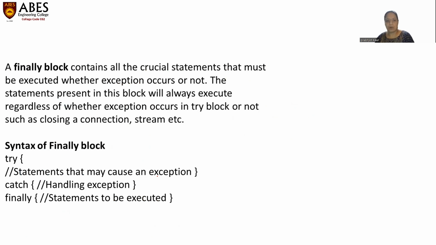Now next is the finally block. A finally block contains all the important statements that must be executed whether an exception occurs or not. The statement present in this block will always execute regardless of whether an exception occurs in the try block or not. If an exception occurs, then the catch block will execute, and after that the finally block will execute. But if an exception does not occur, then after the try block, the flow of control of the program will execute the finally block statement.